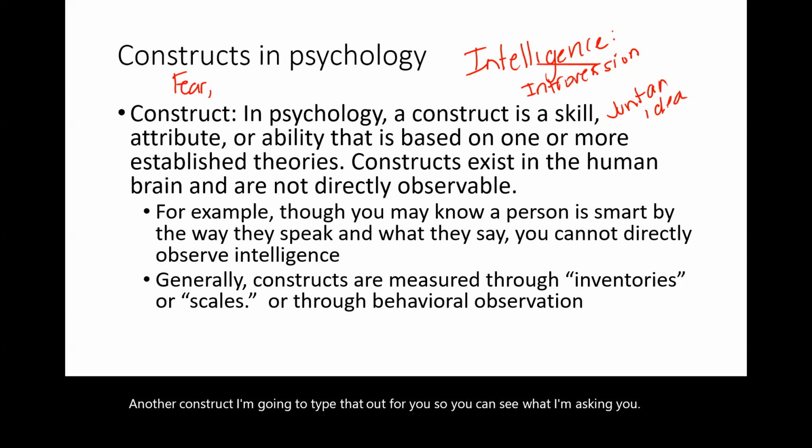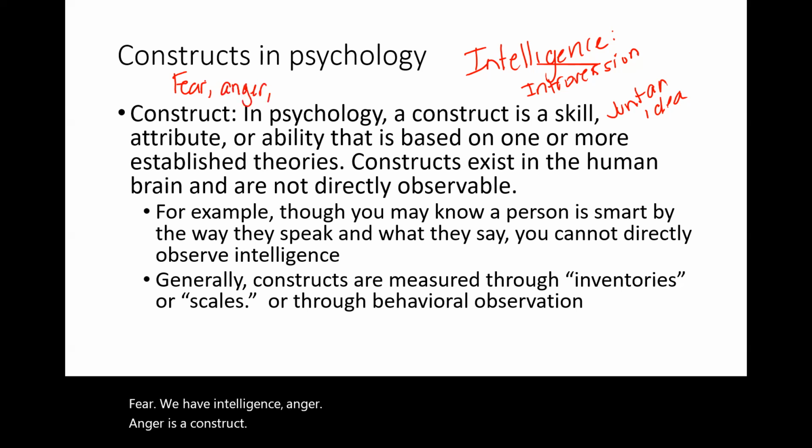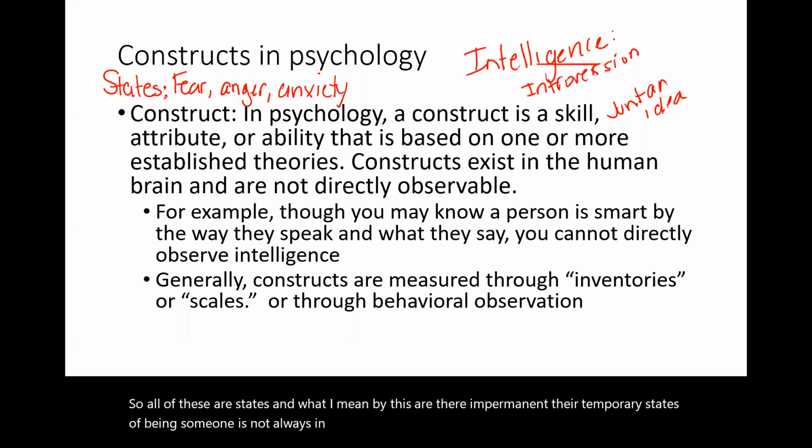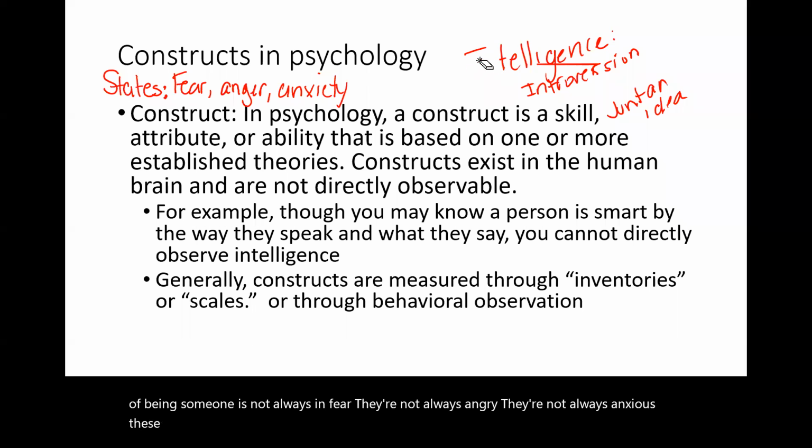Fear, we have intelligence, anger. Anger is a construct. These are both states. Anxiety is a construct, another state. So all of these are states, and what I mean by this is they're impermanent. They're temporary states of being. Someone is not always in fear. They're not always angry. They're not always anxious. These are emotional states that come and go.